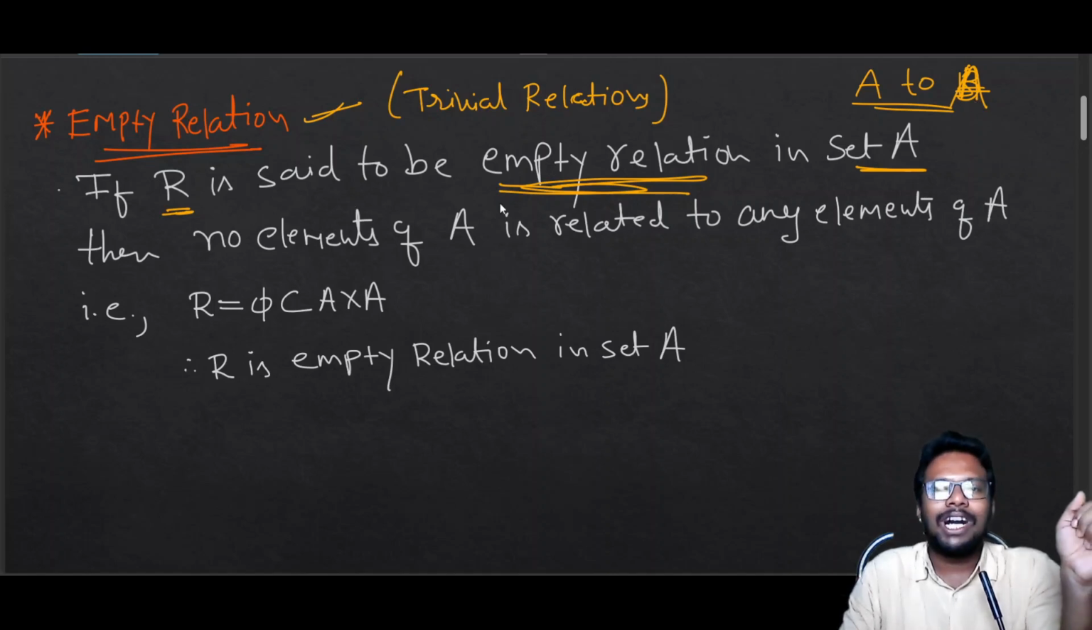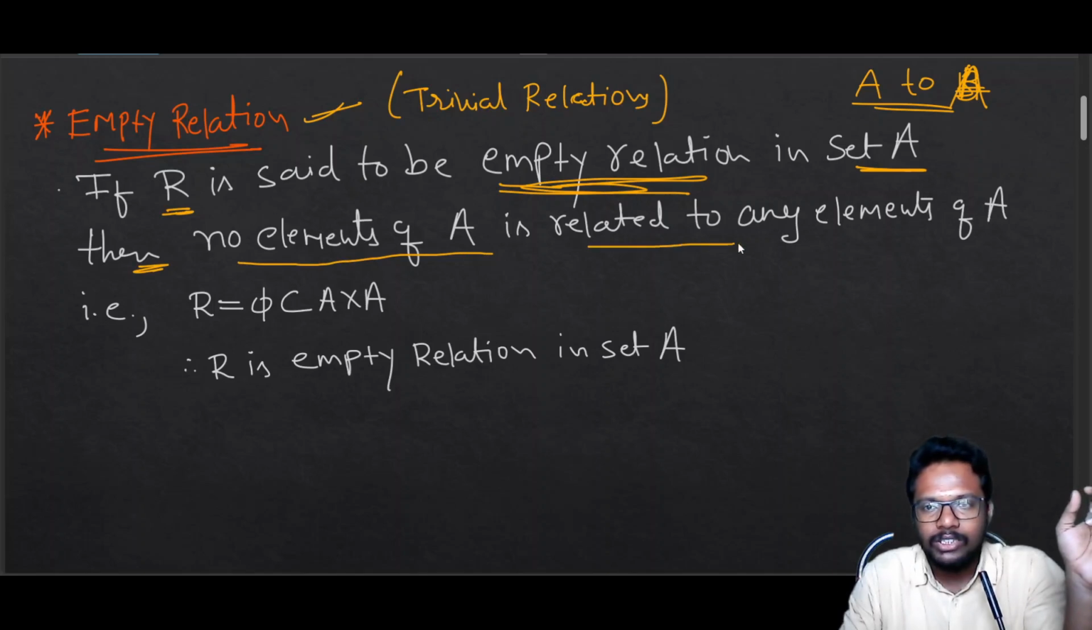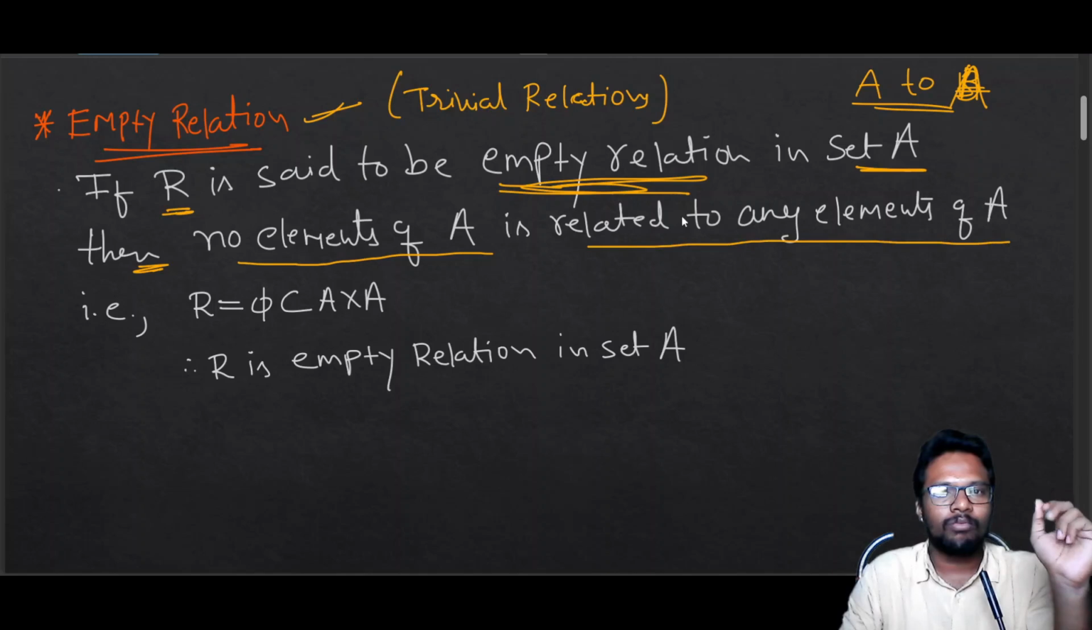That's it. So if R is said to be an empty relation in set A, then the condition is no element of A is related to any element of A. If any element of A is not related to any element of A itself, there is no relation between themselves. If there is no relation between themselves, we represent that R equals empty. We already know the empty set is always a subset of any set. So here the empty set is a subset of A cross A.